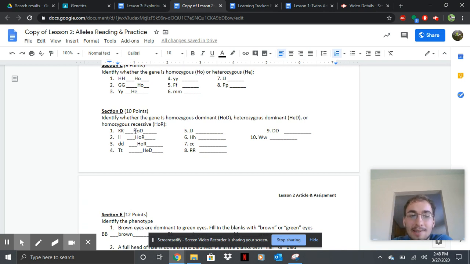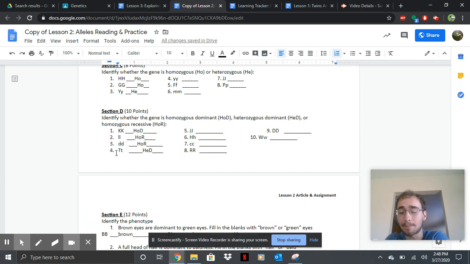That would be homozygous dominant, because it's 2 capitals, so it's going to be dominant, and they're the same letter, so it's going to be homozygous. The next one is 2 little L's. Since they're lowercase, it's going to be recessive. Since they're the same, homozygous. So HOR. And then the next one, also 2 lowercase, homozygous, recessive.